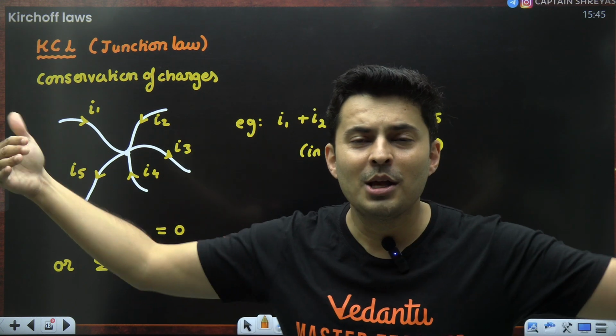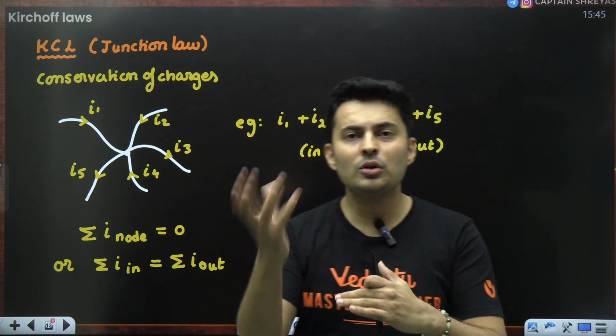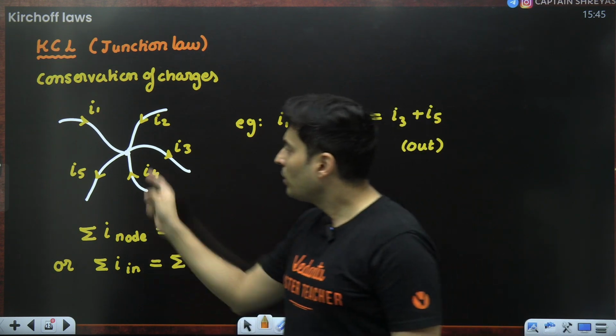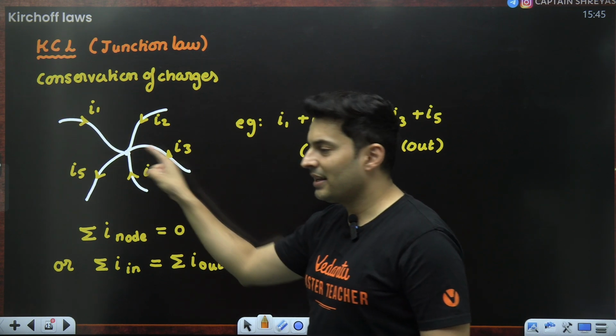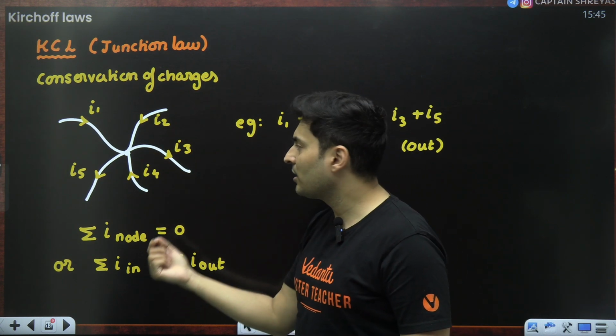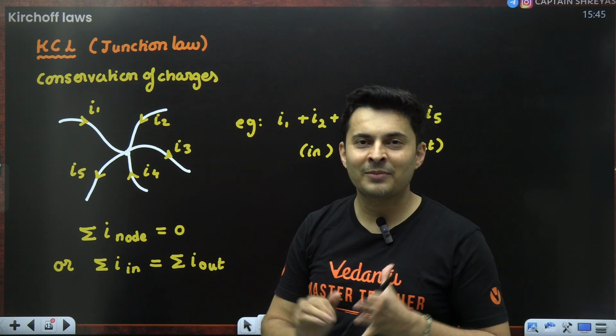What is a junction? Where things meet, like a railway junction, road junction. Node, junction means the same thing. It's a point of meeting. So if you have a point of meeting of wires, some wires carry current this way, some wires carry current that way. At that junction, whatever charge comes in should go out. Nothing is stopping over there, right?